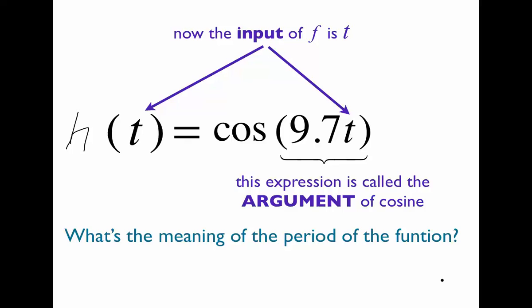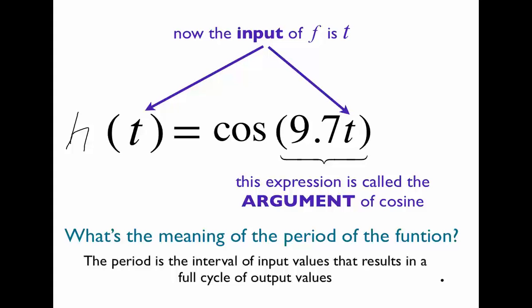So what will that be then? Time, angle measure, or horizontal distance? The period. It'd be time, because our input is time, okay? It's the interval of input values that results in a full cycle of output values. So in this case, it's a number of seconds, or whatever the time unit is. Okay, next week's quiz, definition of period. It's an interval of input that results in a full cycle of output.